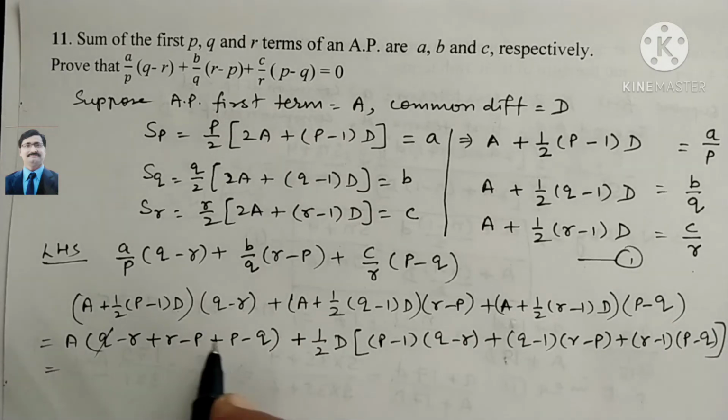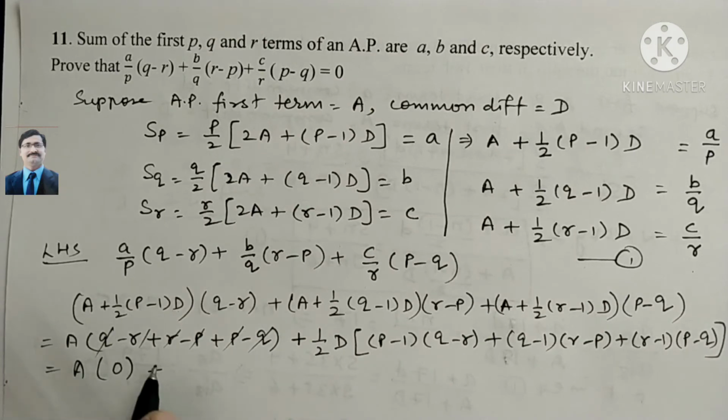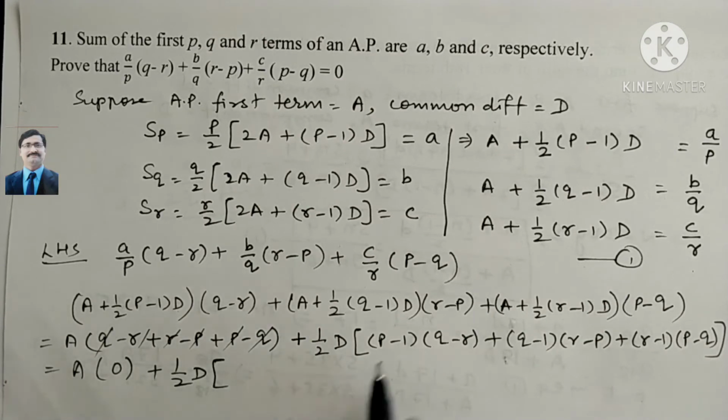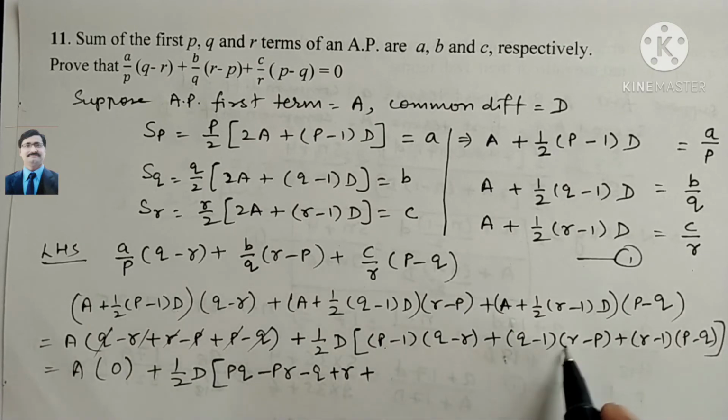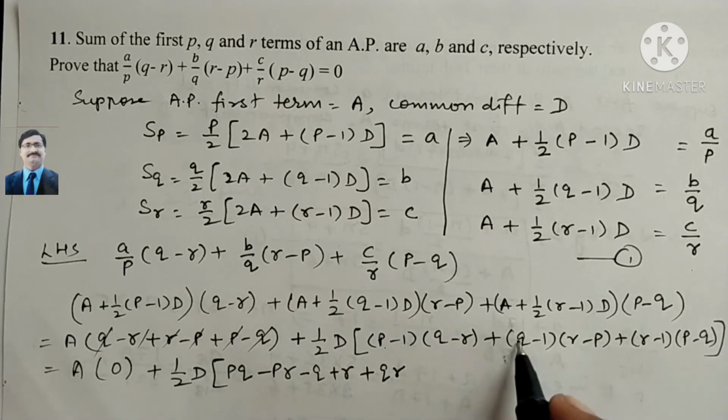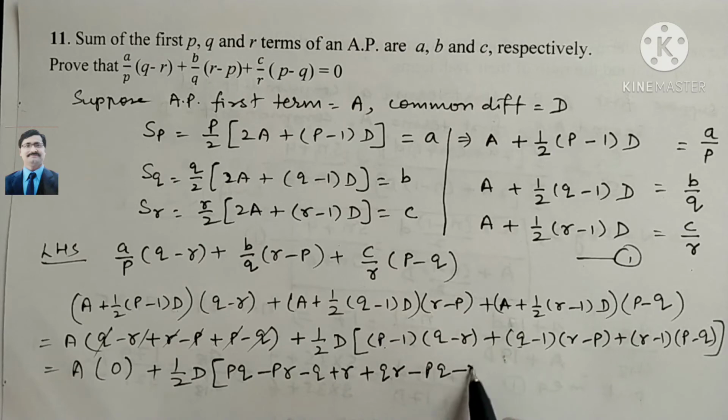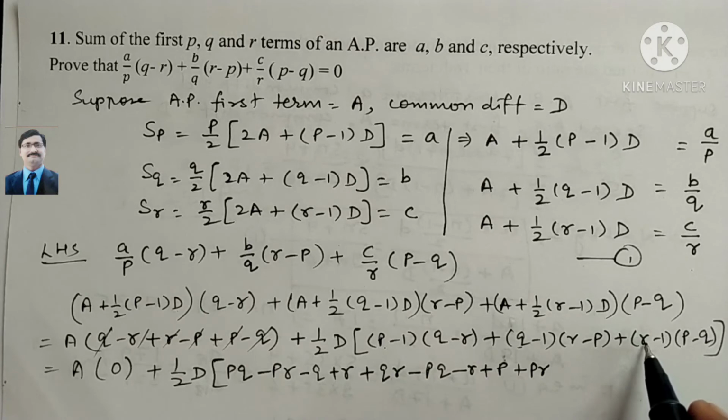Now look here, this Q and Q cancel, P and P cancel, R and R cancel, so we get A into 0, 1 upon 2 D, and here we multiply, we get here PQ. This we multiply minus PR, multiply minus Q plus R, we multiply by Q, QR, multiply this PQ minus PQ, minus R and plus P. R, P, PR we have, QR minus QR and minus P and plus Q.